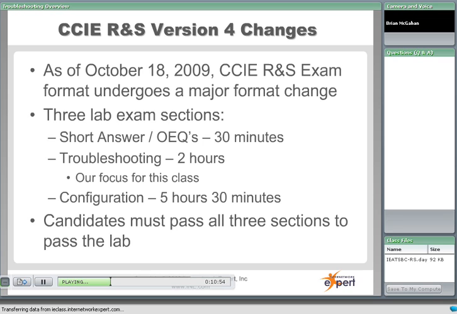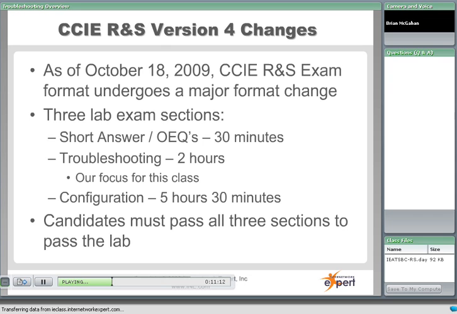As the exam format stands today, we have the short answer or the open-ended question section followed by the configuration. Starting next week, this is actually going to be split into 3 discrete sections: the open-ended questions, the troubleshooting, and the configuration.